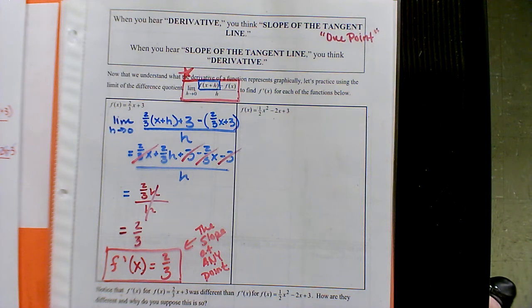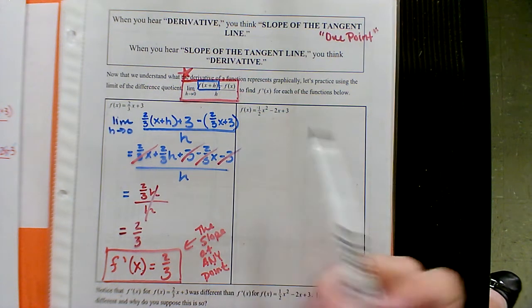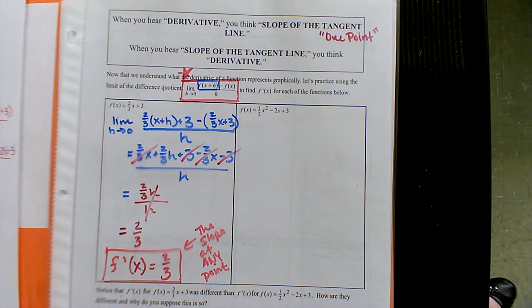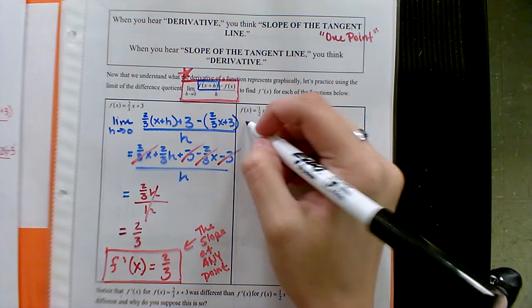We doing okay? We're going to try another one. Okay, we're going to step it up. This time, our second equation is quadratic. Notice how we have a little bit more x's in there, but we can handle that.